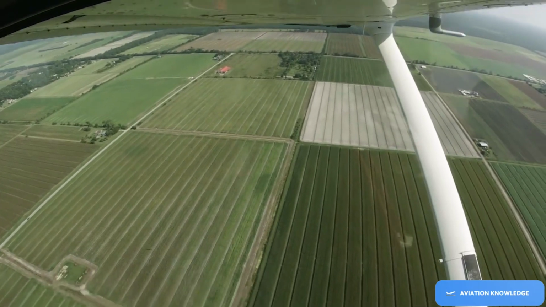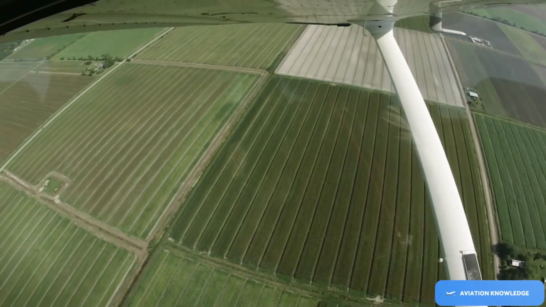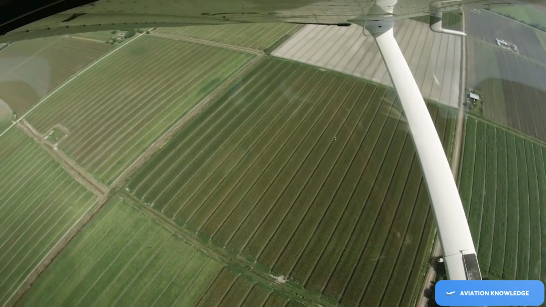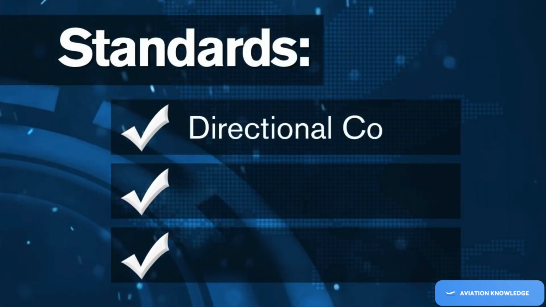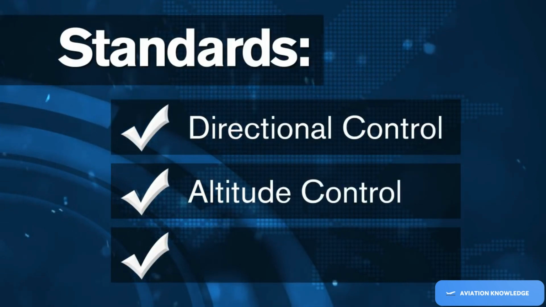In preparation for our first attempt at performing turns around a point, we're going to take a few minutes to discuss the key elements of the maneuver. As with all other maneuvers, turns around a point has three main elements that the pilot needs to concentrate on: directional control, altitude control, and airspeed control.